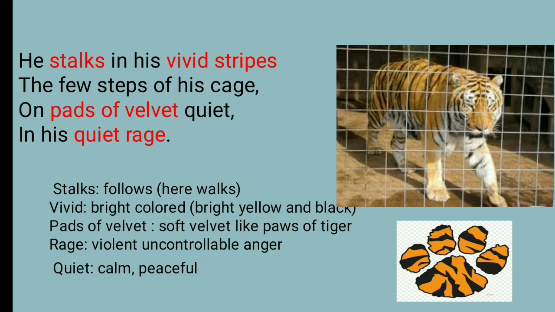And in his quiet rage, when he moves, he also has quiet rage. He does not show his anger. He moves quietly without showing any angry feeling on his face, because he is helpless there. So he remains quiet, and he only moves from one point of the cage to the other.